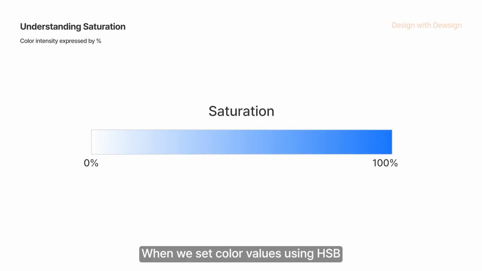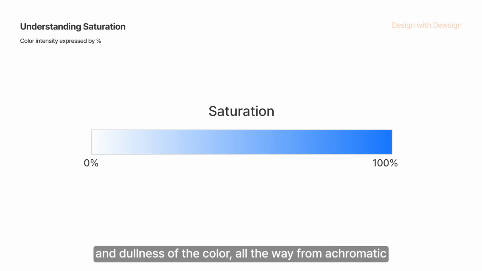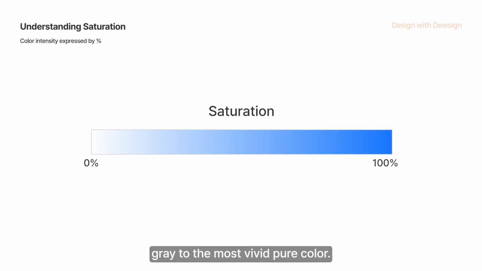When we set color values using HSB in Figma, S is displayed like this. Within S, ranging from 0 to 100%, you can choose the level of purity and dullness of the color, all the way from achromatic gray to the most vivid pure color.